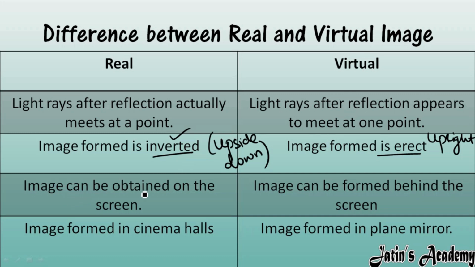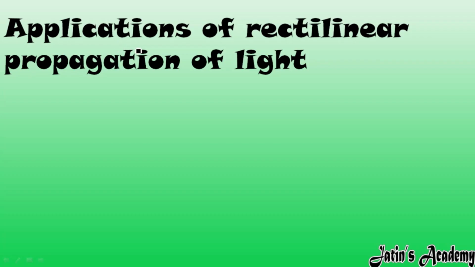Next, a real image can be obtained on a screen. Real images are obtained on a screen because in a real image, the reflected rays actually meet at one point, and a virtual image is always formed behind the mirror. Okay, next we have examples. The image formed in a cinema hall is a real image, and the image formed in a plane mirror is a virtual image. So the next topic is applications of rectilinear propagation of light.